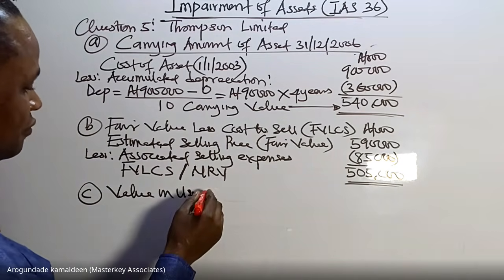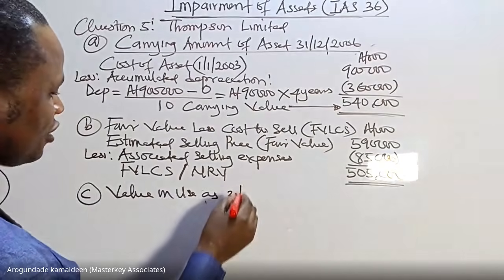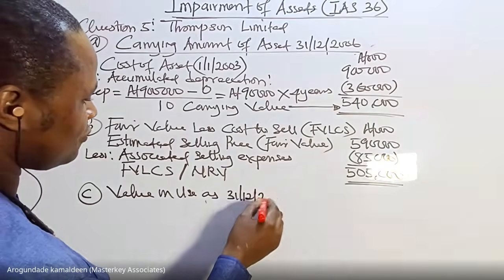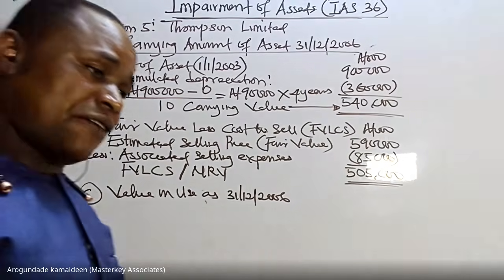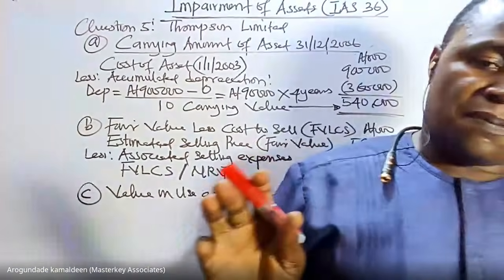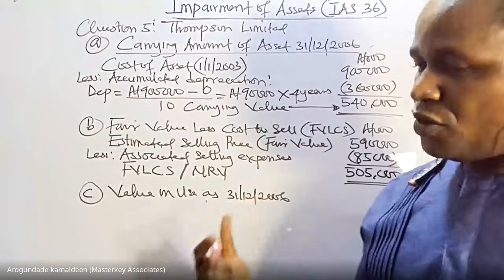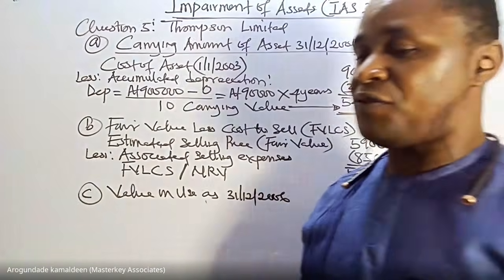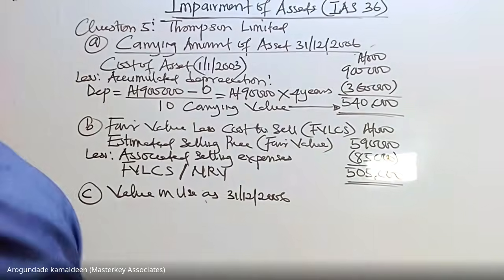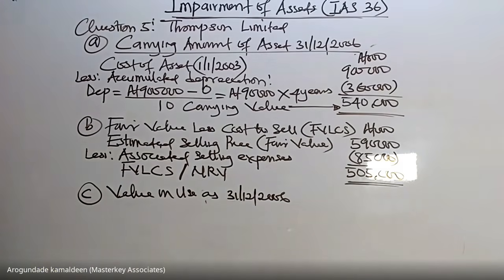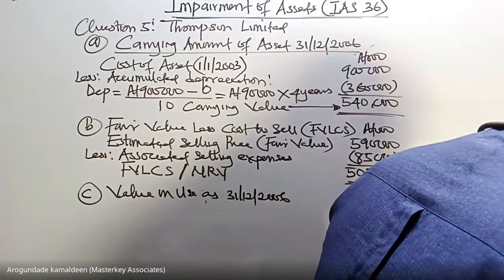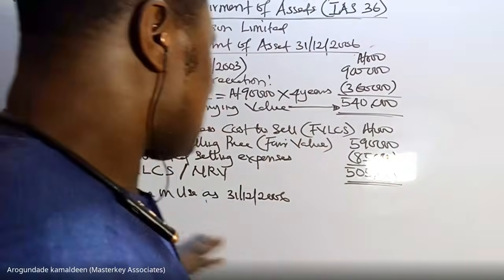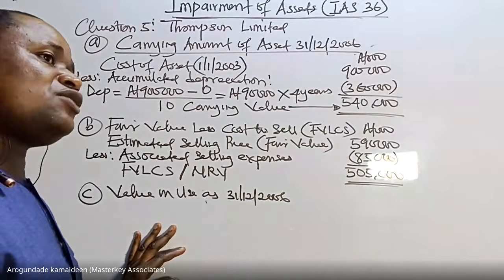The value in use is as at 31st December. That asset has 10 years life, but as at this date we are doing the accounts, we have used 4 years. So it has 6 years remaining. So the value in use shall be based on the remaining useful life, 6 years. Class, you can find this value in use in 2 ways.